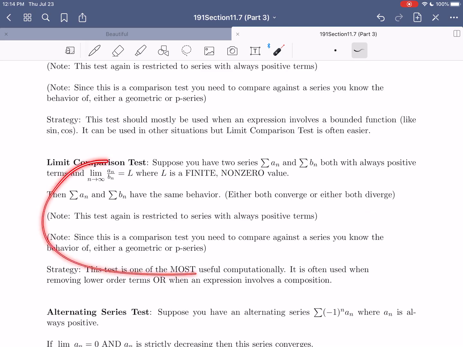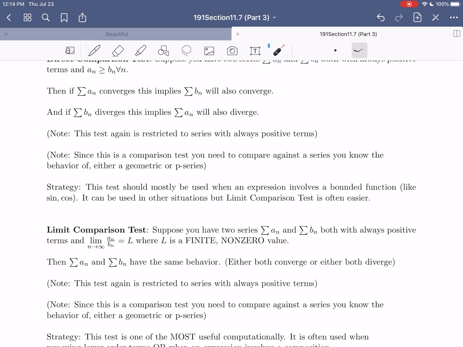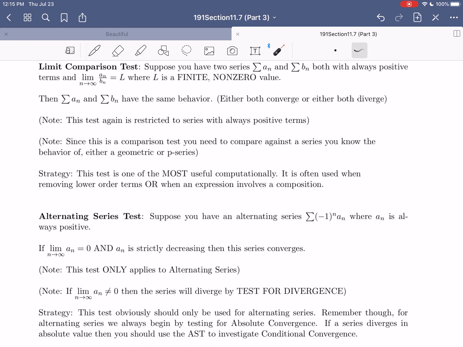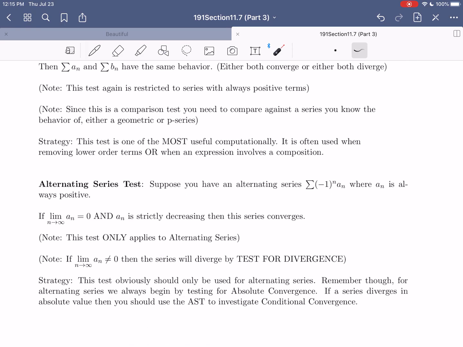The big advantage of this limit comparison test is you do not have to show this strict inequality that one is always greater than or equal to the other. Instead, you just need to calculate that limit and make sure it's finite and non-zero. So this one here is very, very useful. All right. Now we're ready to talk about one finally that applies to things that are not strictly positive terms.